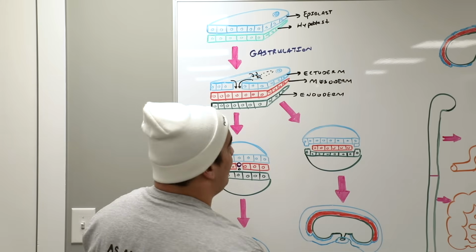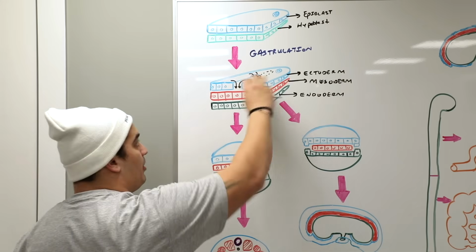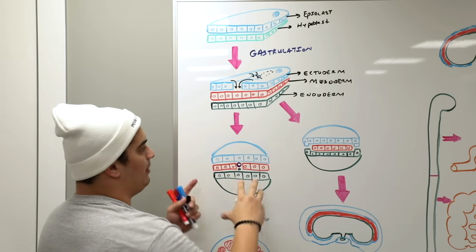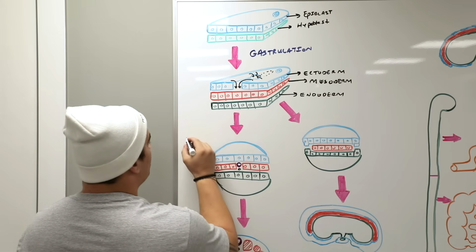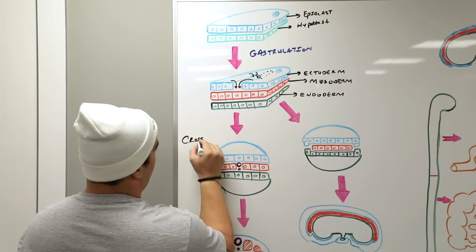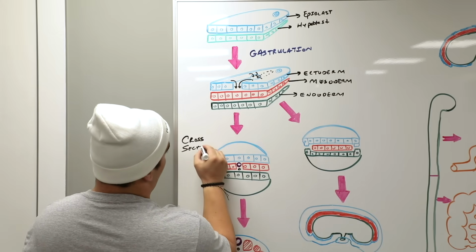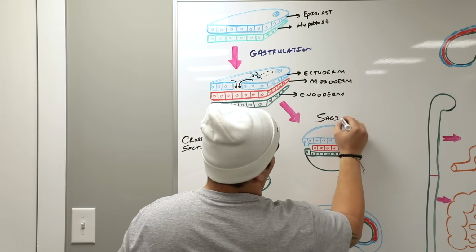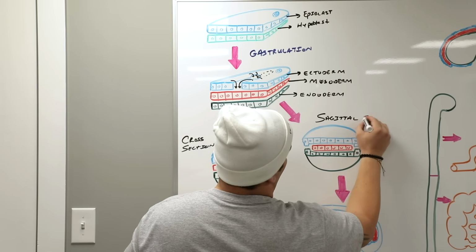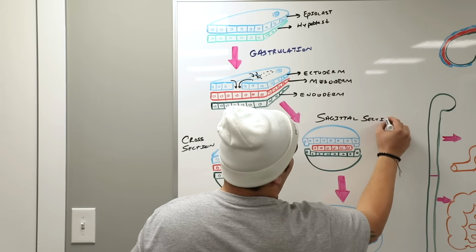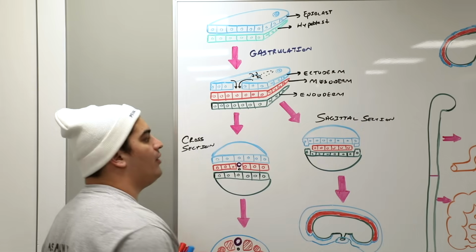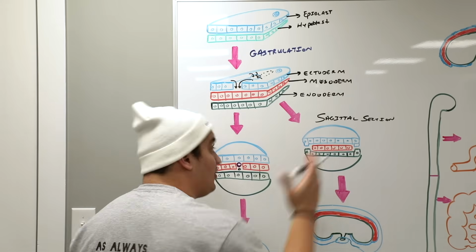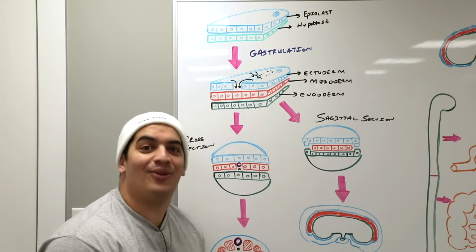Now, if we look at this trilaminar disc that we made, I want us to look at this in two different types of sections. One is we're going to look at this in a cross section, and then the other way we're going to look at this is a sagittal section. Why that's important is it's going to give you some anatomical understanding of the development, particularly of the gut tube, which is derived from your endoderm.